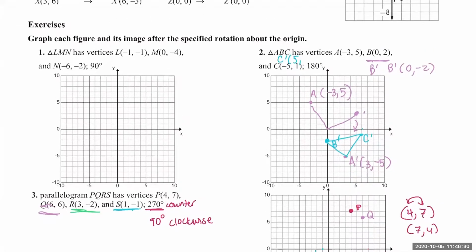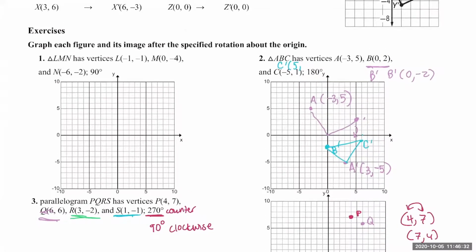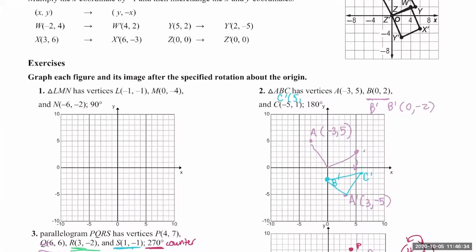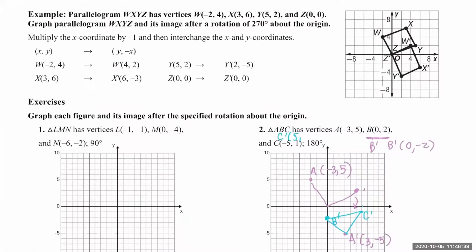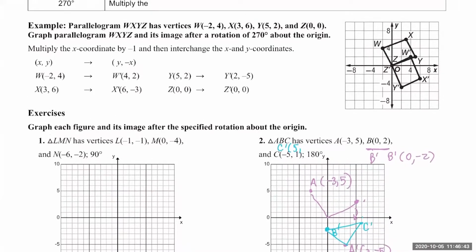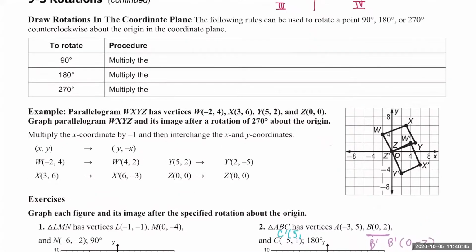Very nice. The last thing I'm going to do with you guys is summarize the rules, because some students do like to use the rules instead, and we'll use the notation tomorrow, you guys are my 5th period, but we'll just do words for now. So 90 degrees, when they say multiply, they mean when you multiply a positive number by negative 1, you get a negative number. So multiply the y coordinate by negative 1.